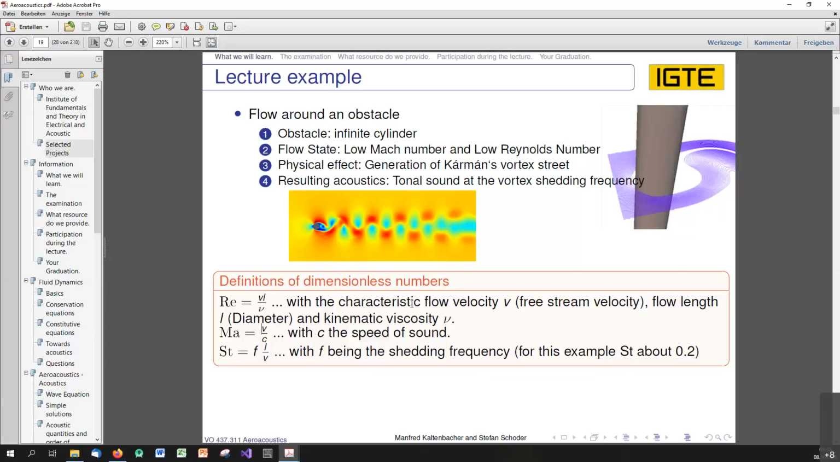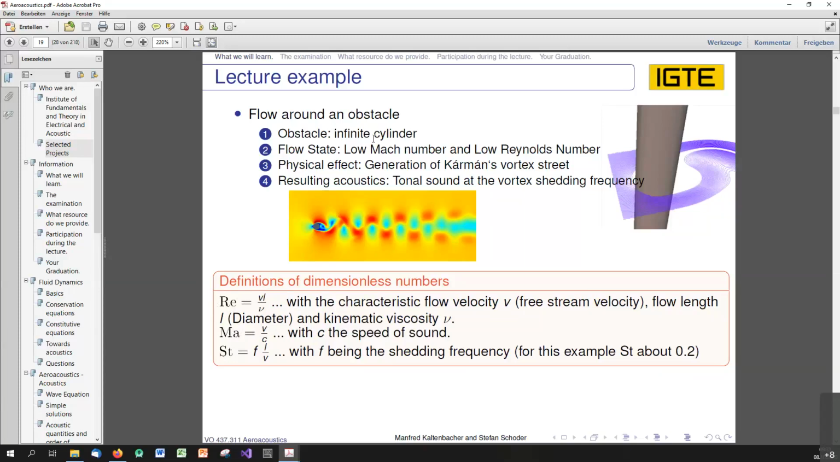The Reynolds number is a measure of the relation between inertial forces and viscous forces in the flow, and it describes more or less whether you are in a viscous state or a turbulent state. But we will learn that later on. I will cover the Reynolds number and the Mach number in the next lectures, and the definitions are also online in the YouTube videos.